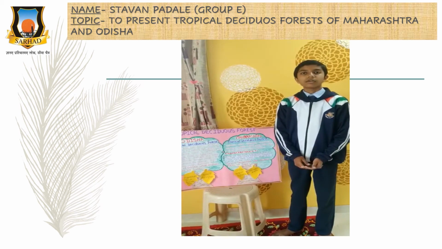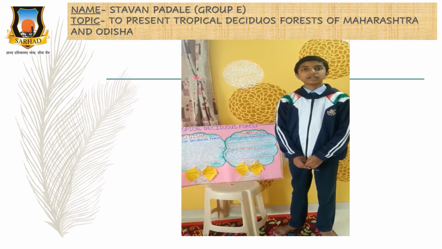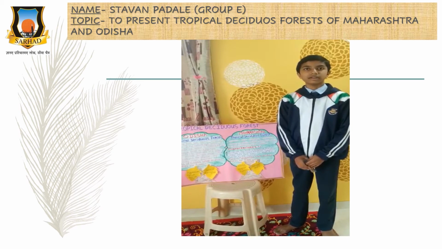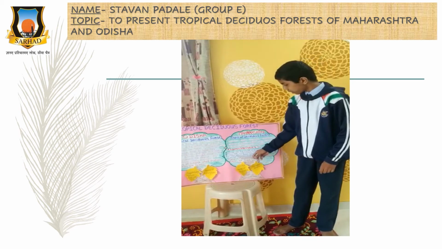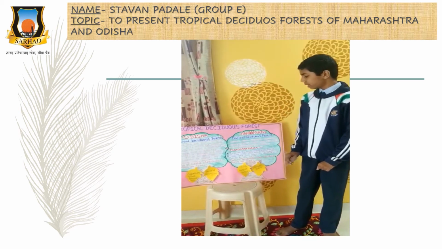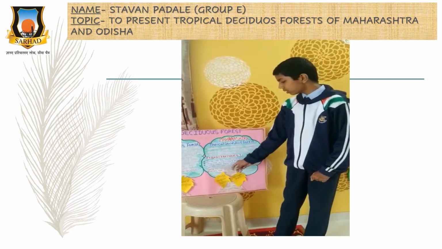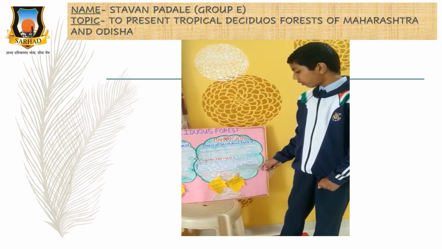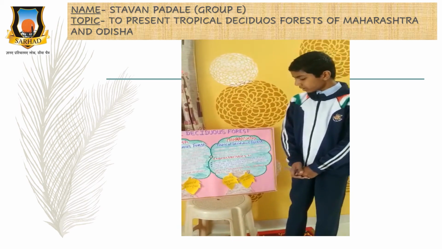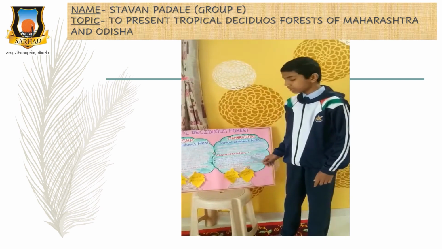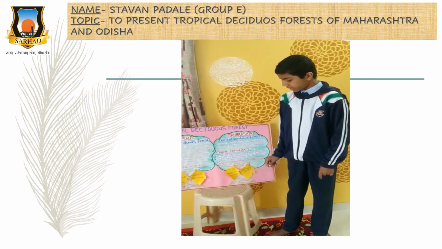Now, what is the meaning of tropical deciduous forest? The trees with broad leaves which shed their leaves in one season. A few characteristics of this type of forest are: first, these are the most widespread forest. Second, they are also called monsoon forest. And third, trees shed their leaves for about 6 to 8 weeks in the dry season. Then, the parts of Maharashtra where deciduous forests are found are: first, Chota Nagpur Plateau, and second, Western Ghats.